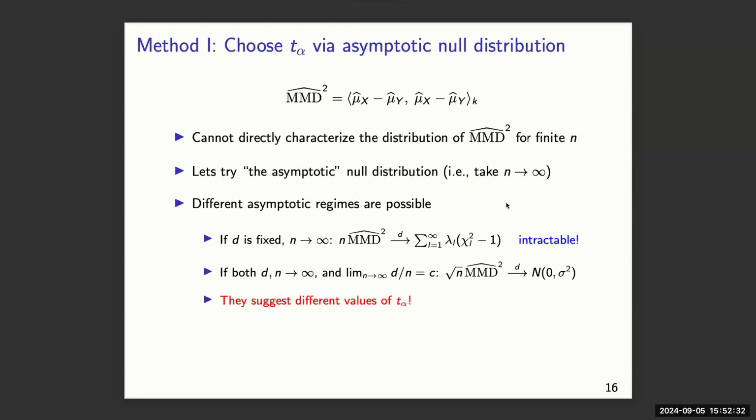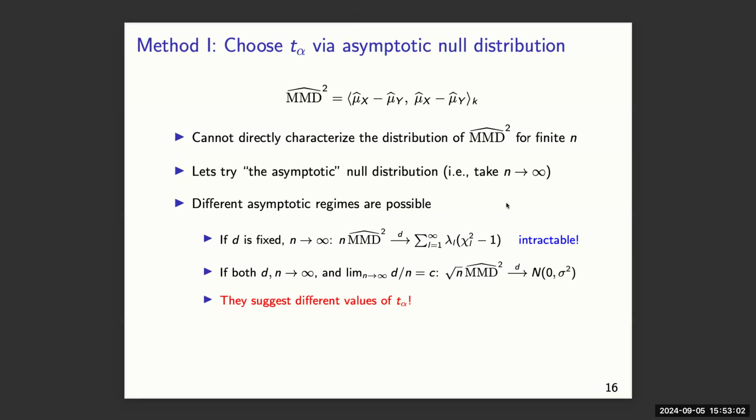In the classical setting, if you fix d and take the sample size to infinity, you get what is called Gaussian chaos. So it's n times the statistic converges in distribution to an infinite combination of centered chi-squared random variables, where the weights lambda l are the eigenvalues of the operator associated with the positive definite kernel and the distribution. So again, it's quite intractable because these depend on the kernel and the distributions, and we don't really know the distribution.